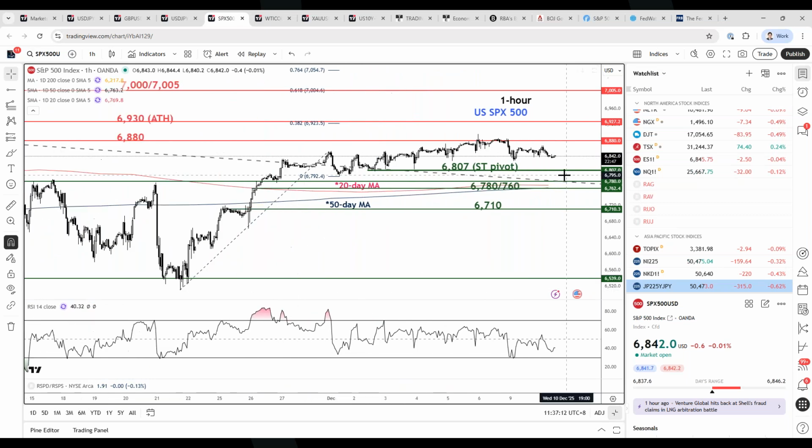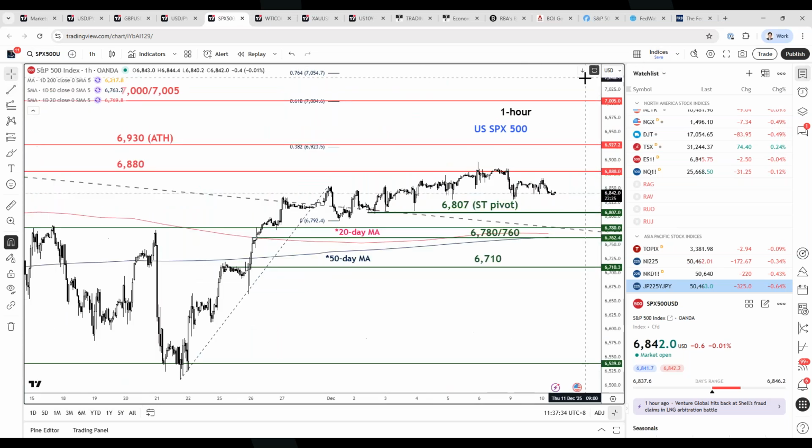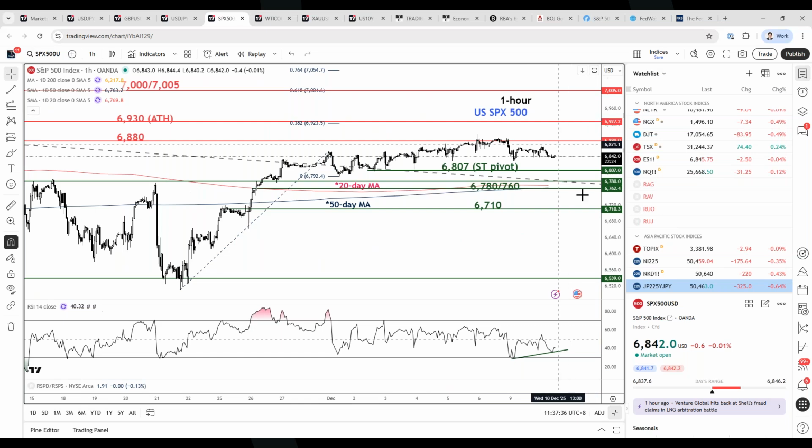Only a bearish breakdown below 6,087 will see a deeper corrective push down towards the 20-day and the 50-day moving average intersection, also confluencing with the next intermediate support zone at 6,780, 6,760 over here. And what's interesting is that the RSI has started to shape a higher low, indicating some form of positive bullish momentum coming back into the picture.